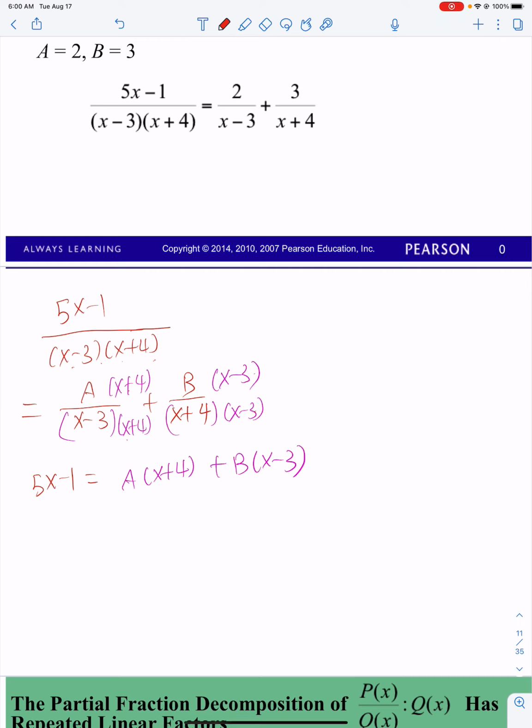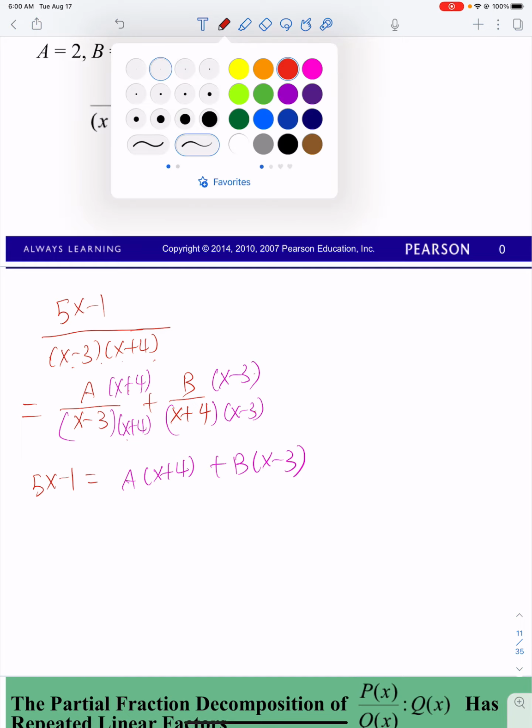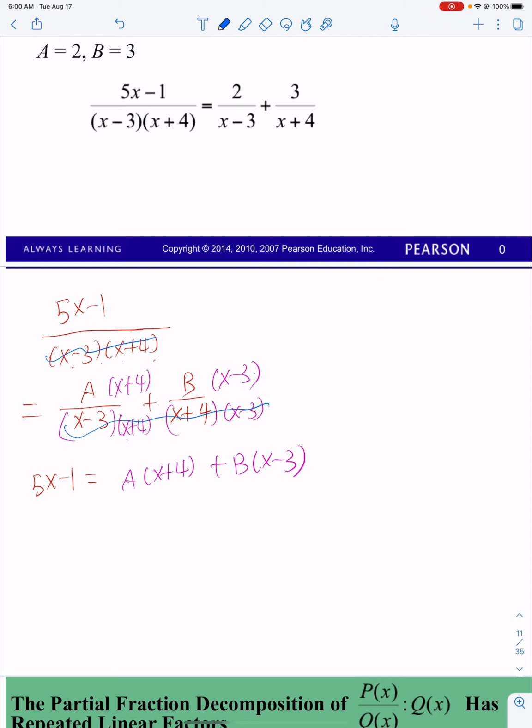Now, what do you have? You have the common denominator on both left and right, so then you can forget it. So what do we have? You have 5x minus 1 equal to A(x plus 4) plus B(x minus 3). In the book, what they wanted to do is 5x minus 1 is Ax plus 4A plus Bx minus 3B. And then 5x minus 1 is (A plus B)x plus 4A minus 3B.